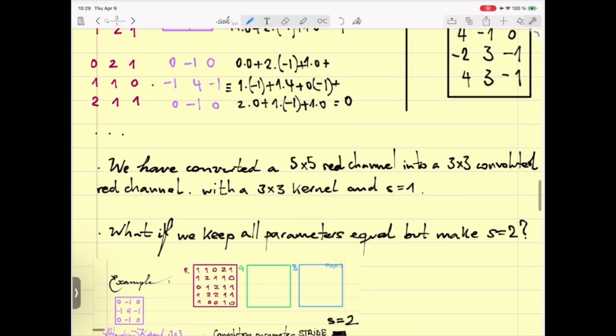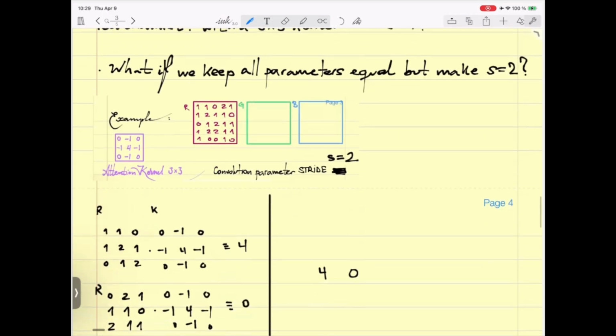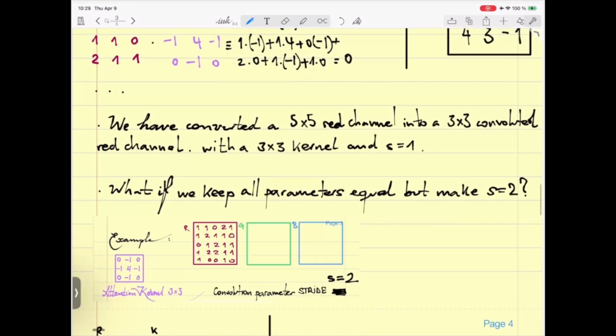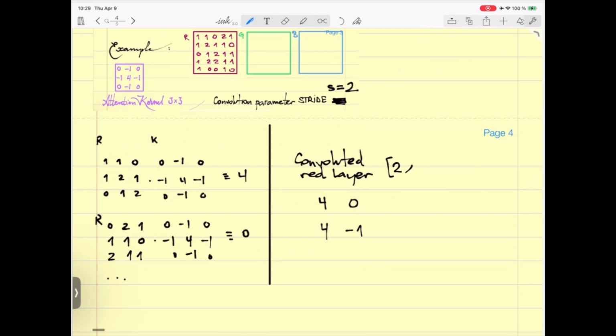So we jump to that, and that is yielding 0. And so on. So at the end of the day, what we're getting is a 4, 0, 4 minus 1. So the convolution layer: if we change the stride, we get a 2 by 2 output.